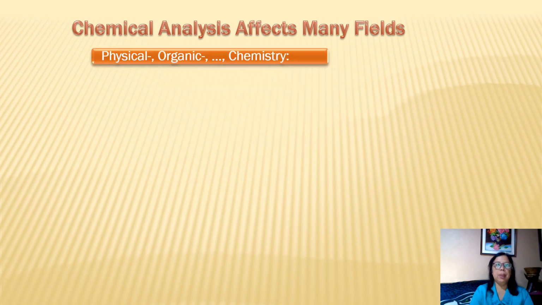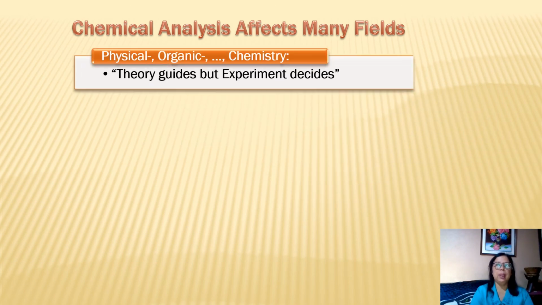Chemical analysis affects many fields, from physical to organic. The theory guides but experiments decide. This is what you always remember. You need your theories to guide you in your experiment. There are some instances that the procedure will no longer explain why you are doing that. The procedure will just simply tell you what to do, but the theories that you have learned will explain to you why that is happening.